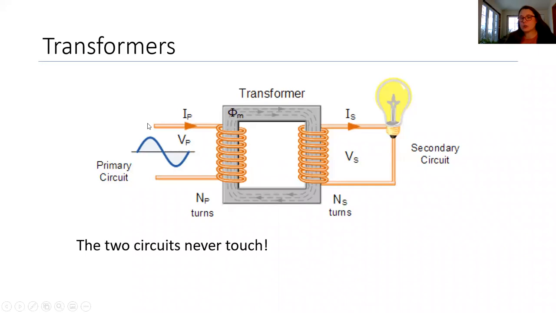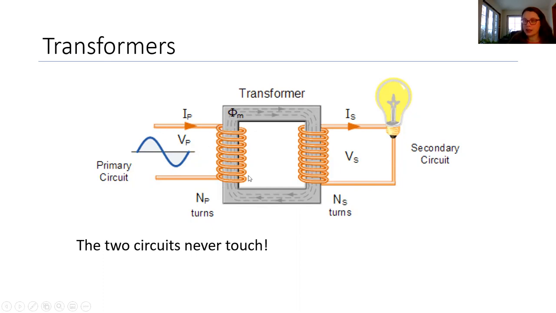So this gives us the picture of a transformer. You'll see there's a little difference from the picture I had on the last slide. You have a coil of wire on the primary side, on the left. This curvy line represents AC current. Transformers work best with alternating current, because you need a change in current, which is why it's commonly used for household appliances. So you have alternating current coming in, and it goes through these coils.